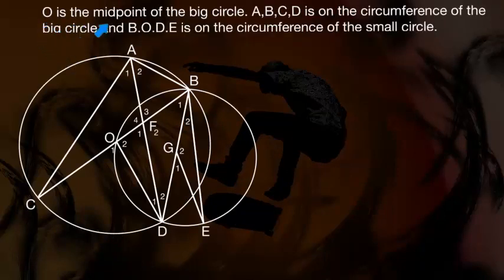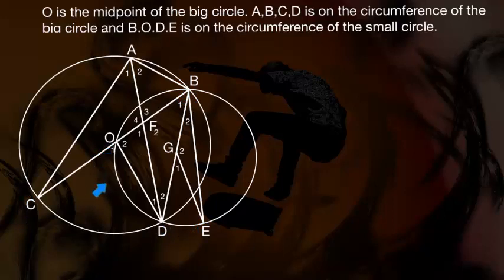Now here is our diagram, and no, it's not as daunting as it looks. Let me show you. O is the midpoint of the big circle, and ABCD is on the circumference of the big circle, and BODE is on the circumference of the small circle. Now let me show you what all of this means. Well, this point here is point O, and they said that this is the midpoint of our bigger circle, and it's very important to know that. Then they say that A, B, D, and C is on the circumference of the big circle, and B, E, D, and O is on the circumference of the smaller circle.